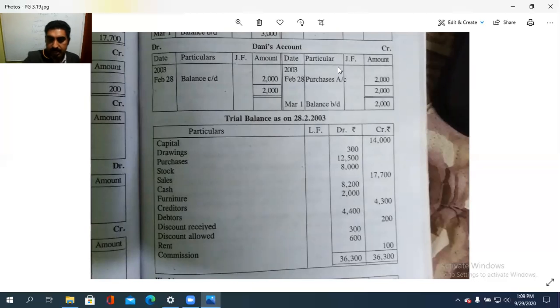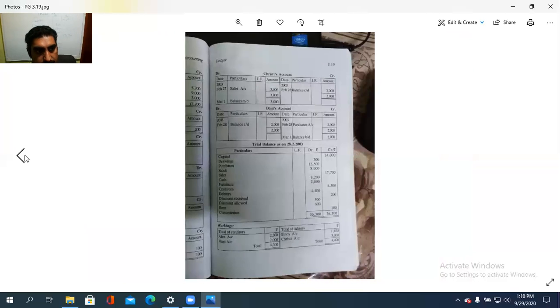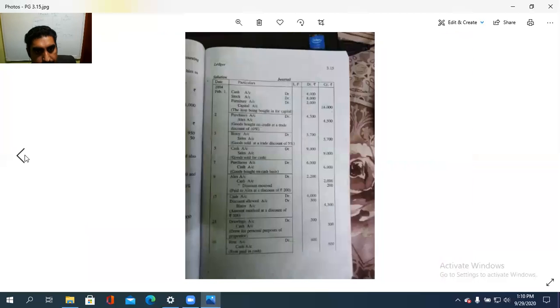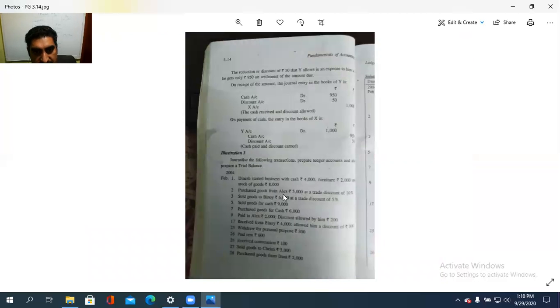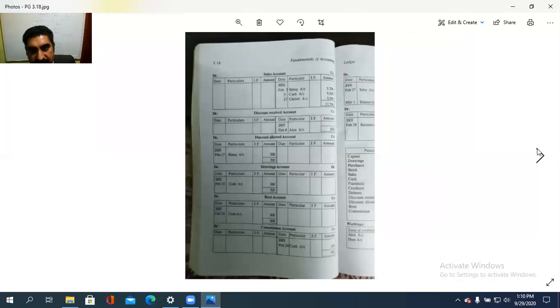Creditors are like Alex is a creditor and Danny is also a creditor. Purchased goods on credit, isn't it? Yes, purchased goods from Alex and also purchased goods from Danny. Then sold goods to Binoy and sold goods to Christy. These two are the debtors. And also Alex and Danny are the creditors.